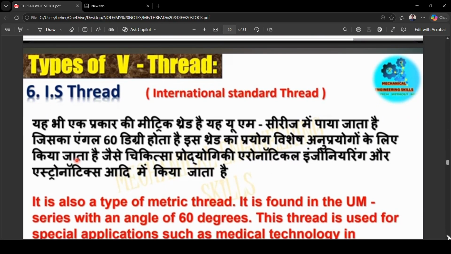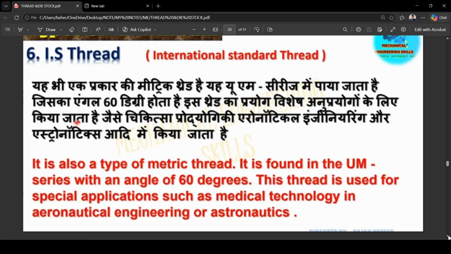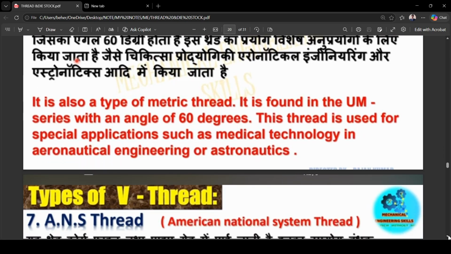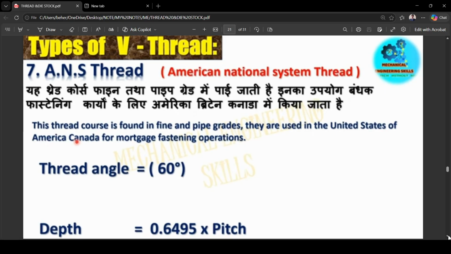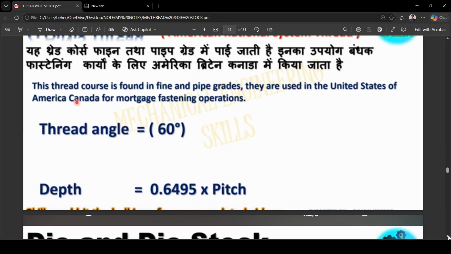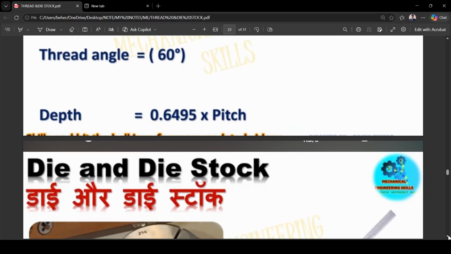IS thread, international standard thread. It is also a type of metric thread. It is found in the UM series with an angle of 60 degrees. This thread is used for special applications such as medical technology and aeronautical engineering. NPS thread. This thread gauge is found in pipe threads and is used in the United States of America and Canada for mounting and fastening operations.